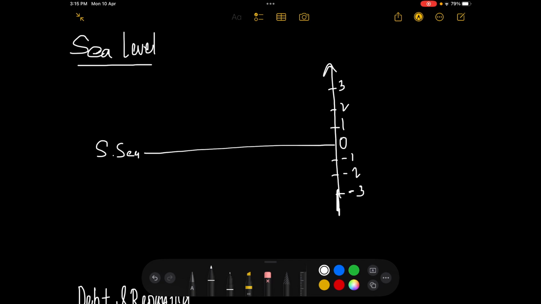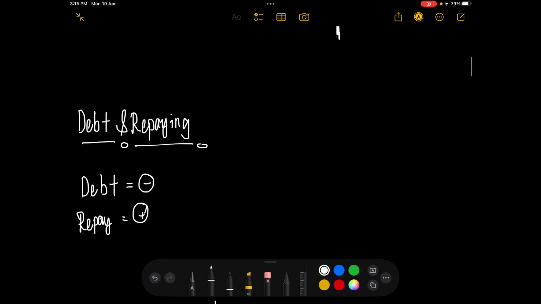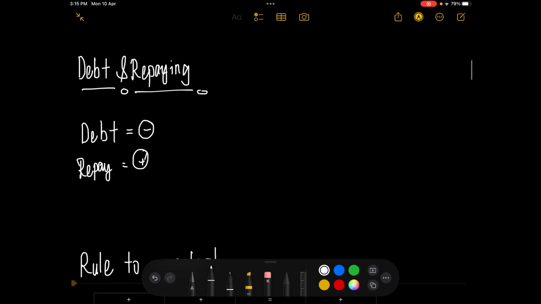Then moving on from the sea level, the third method will be debt and repaying. This debt and repaying is a method that has been used since my father's time. This is something that my father taught me, and I have not seen it much anywhere. So I think this will help you to get a better picture of how the whole system works. So before we get into it, you must understand debt, anything that is in debt, we will consider it as negative number, and anything that you have or when you repay, it's called positive.